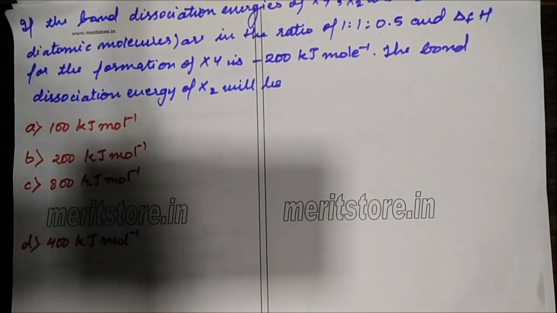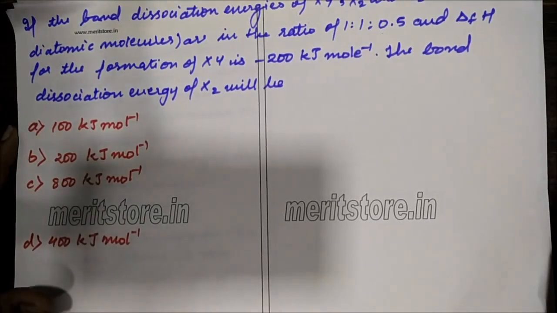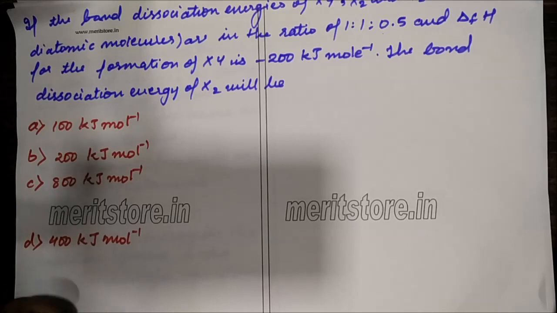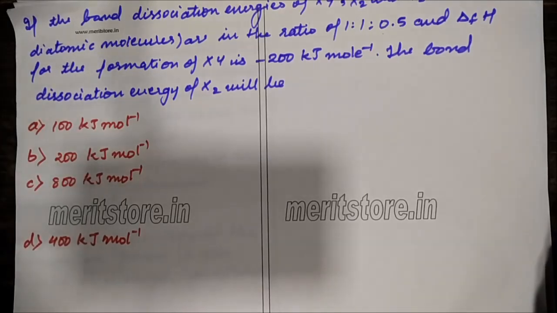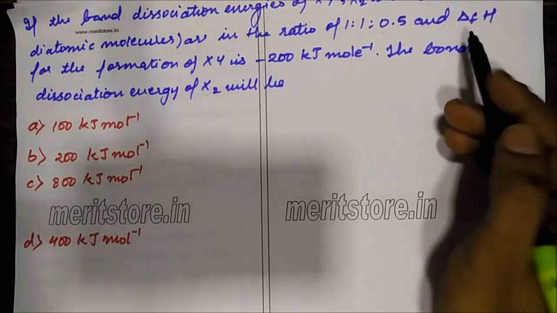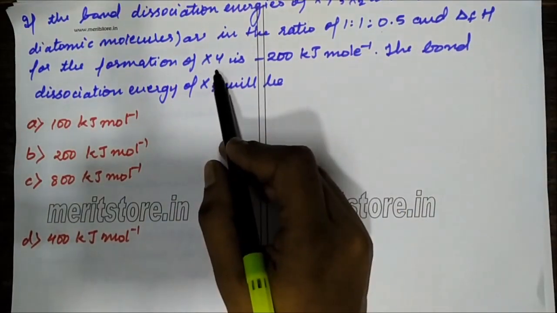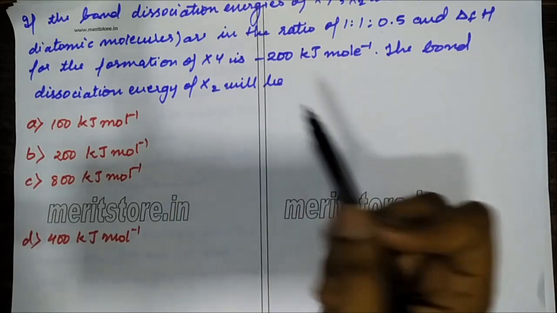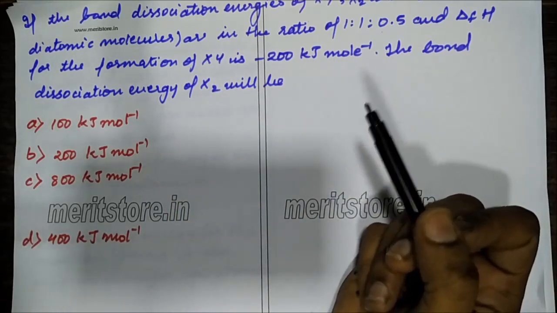Next. The next question says, if the bond dissociation energies of XY, X2 and Y2, all diatomic molecules, are in the ratio 1:1:0.5, and you are given the enthalpy change for the formation reaction of XY, which is minus 200 kilojoules per mole, then the bond dissociation energy of X2 is what they are asking you.